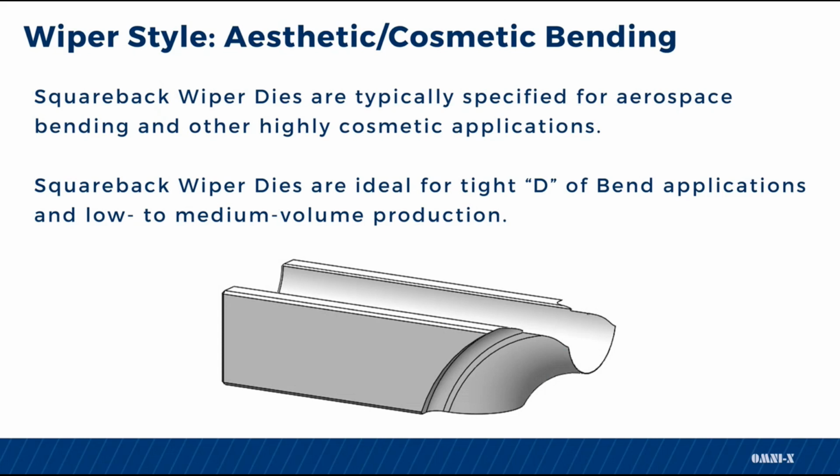Square back wiper dies are typically specified for aerospace bending and other highly cosmetic applications. Square back wiper dies are machined from a solid block of material and provide maximum support of the tube along the inside radius. Depending on the wiper length and other factors, square back wiper dies can usually be recut or refurbished after the tip becomes worn.